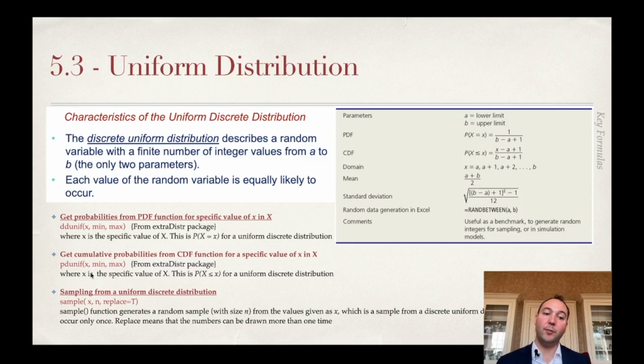We can sample from a uniform discrete distribution using the sample function that we looked at in a previous video. The sample function works like this. We say x, n, and replace equals true means we can select the same value more than once.